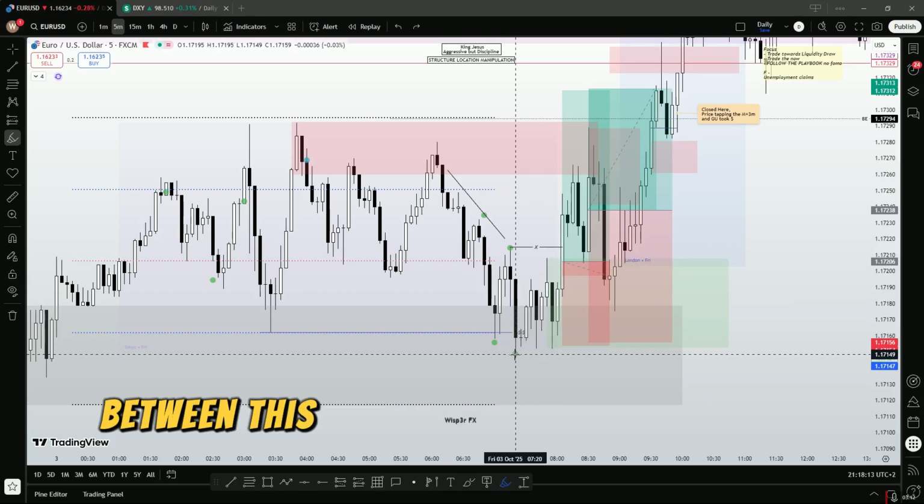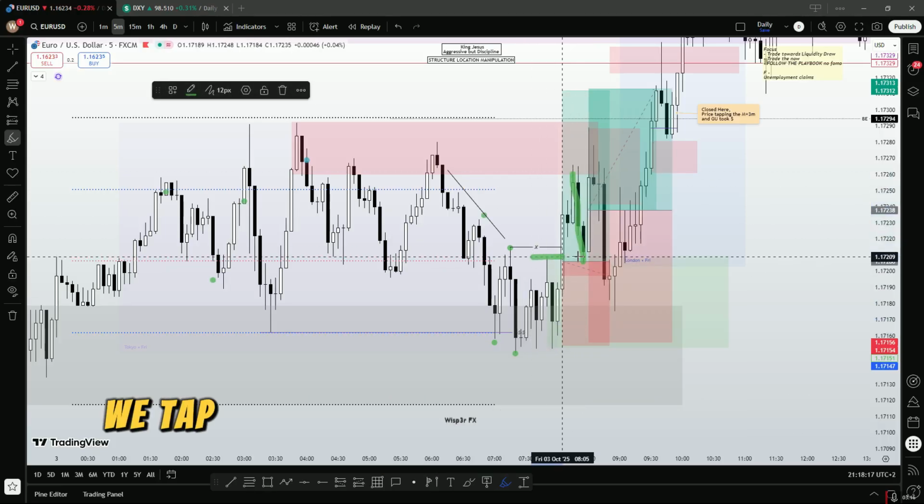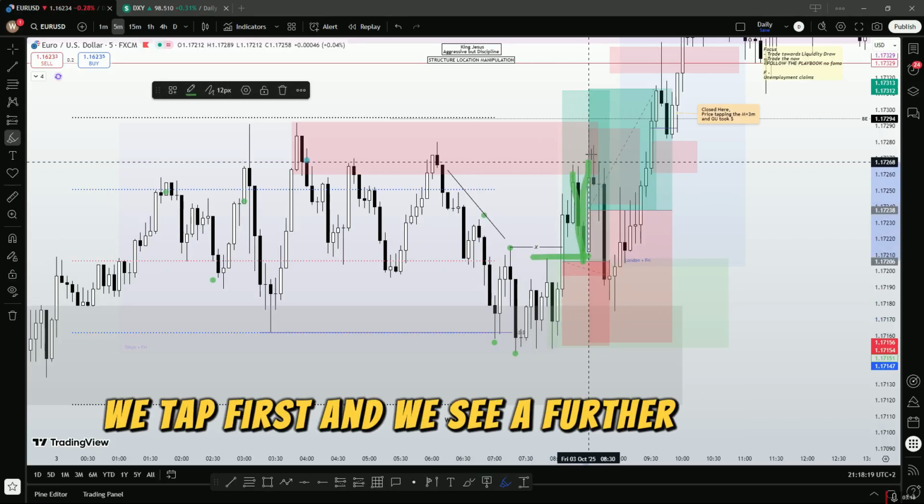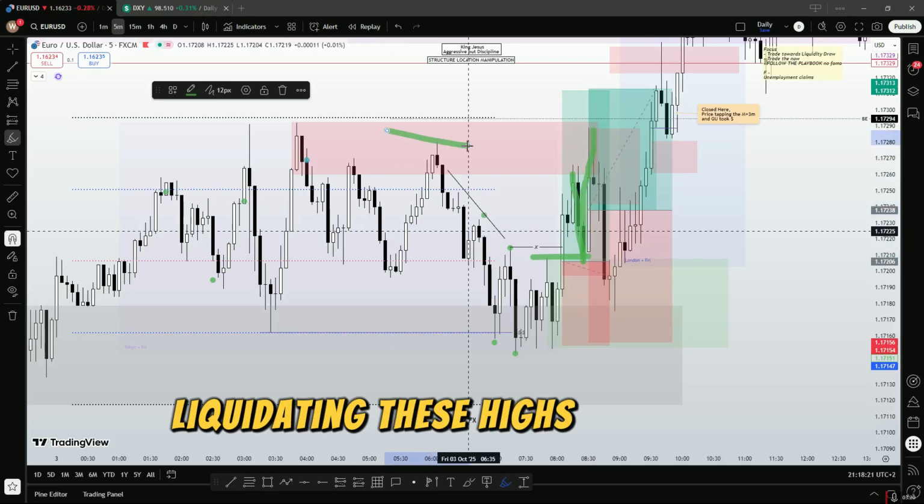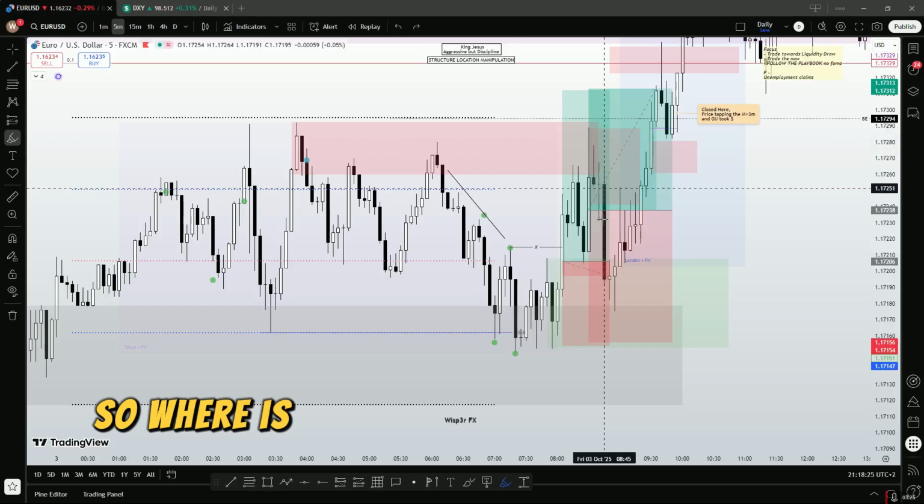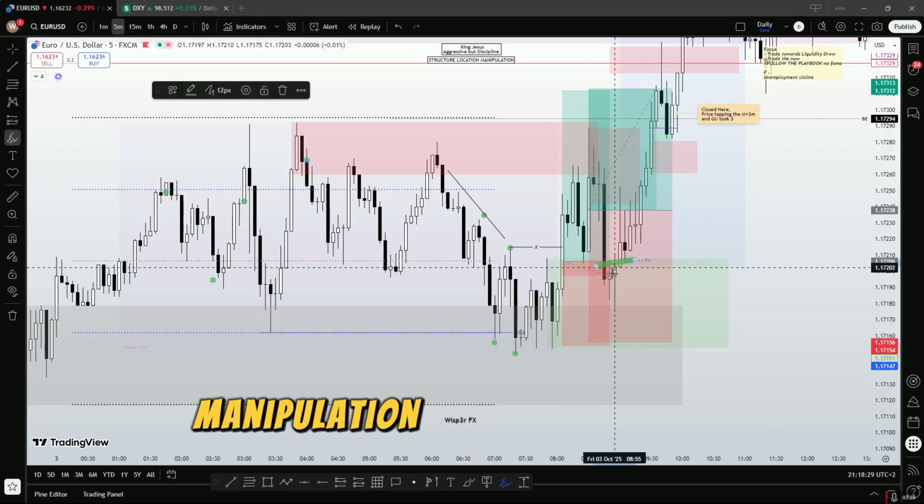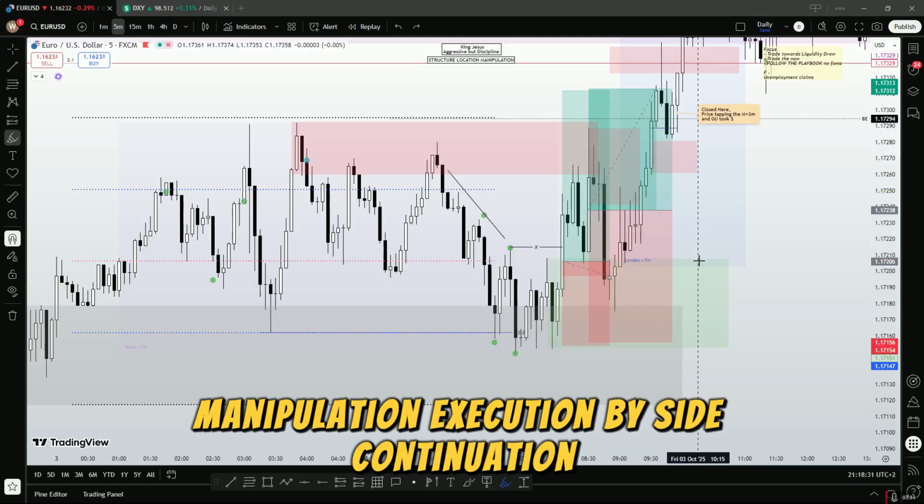Between this low we had a strong bullish initiation. We tap first and we see a further push up higher, liquidating these highs, but after liquidating this high, price doesn't see a continuation. So where is it going to go thereafter? This low, manipulation, execution, buy side continuation.